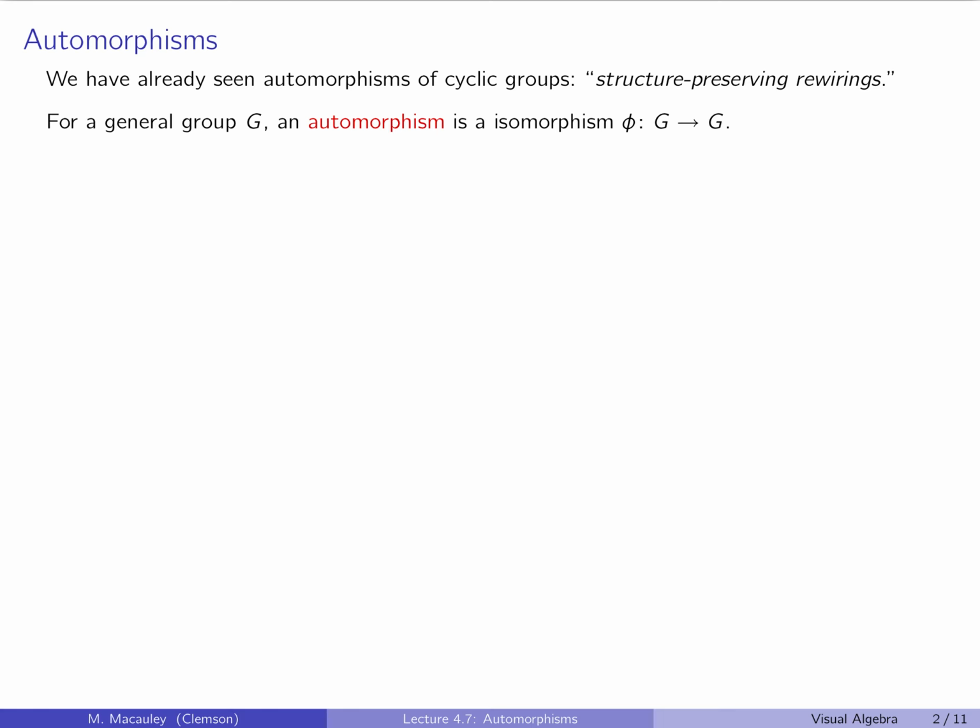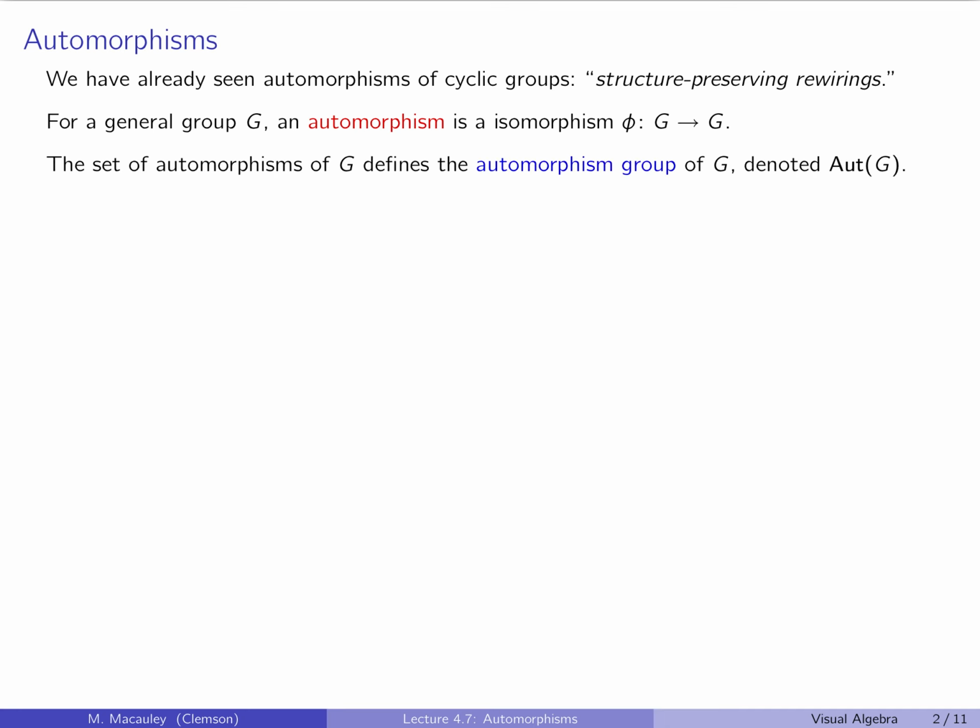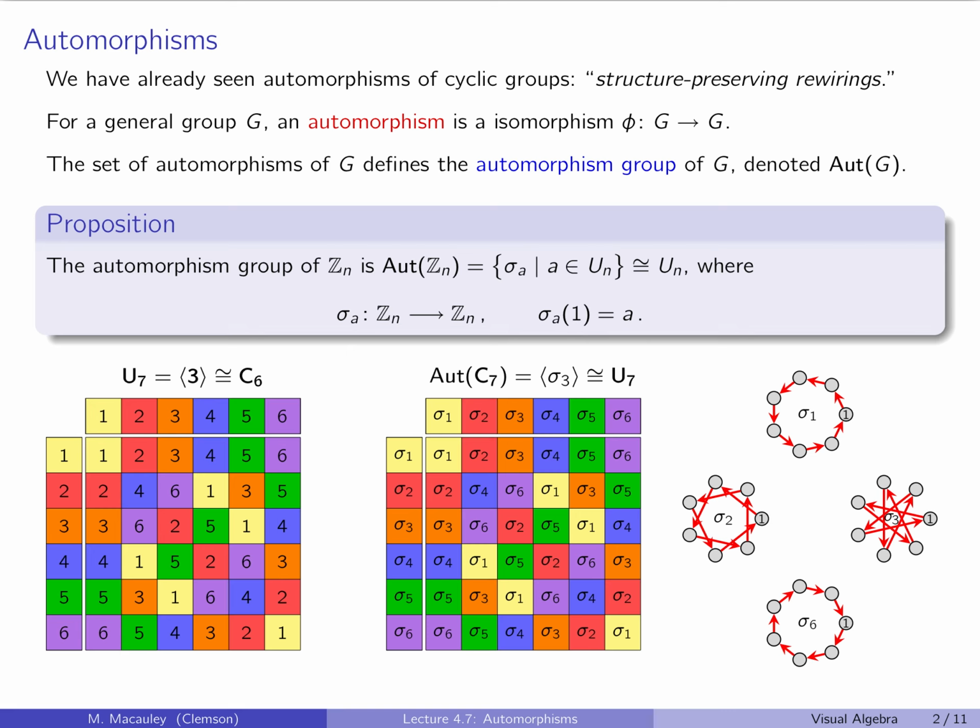For a general group G, an automorphism is just an isomorphism from G to itself. The set of automorphisms of G defines the automorphism group of G, denoted Aut(G). Back in Chapter 2, we saw the automorphism group of Zn. I called it also the group of rewirings of Zn, and that this was isomorphic to the group of units Un. This is the numbers from 1 up to n that are relatively prime to n, and the group operation is multiplication mod n. Here's an example.